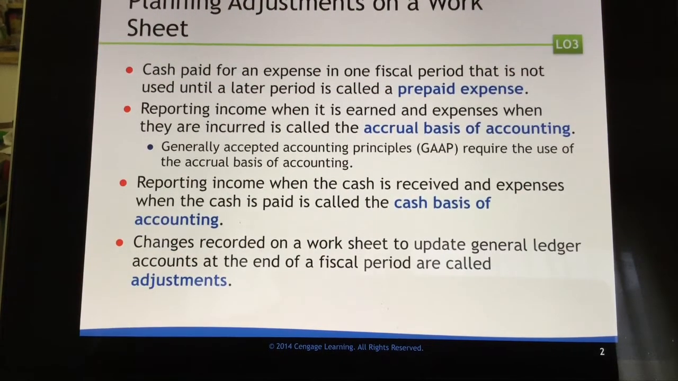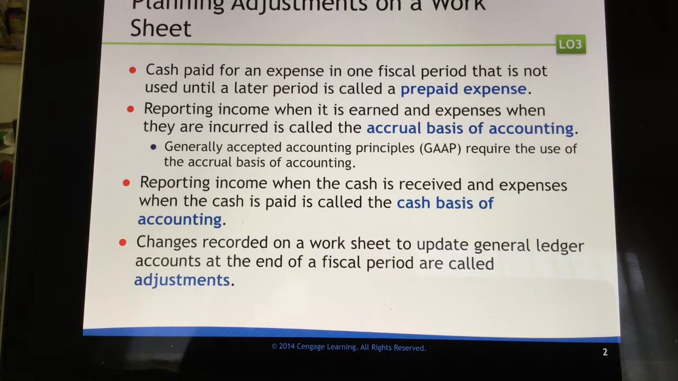So planning adjustments on a worksheet, basically cash paid for an expense in one fiscal period that is not used until later in the period is called a prepaid expense. Our most common prepaid expense is insurance. You prepay it at the beginning of either 6 months for auto or annual for homeowners and renters, and then each month a portion is deducted.